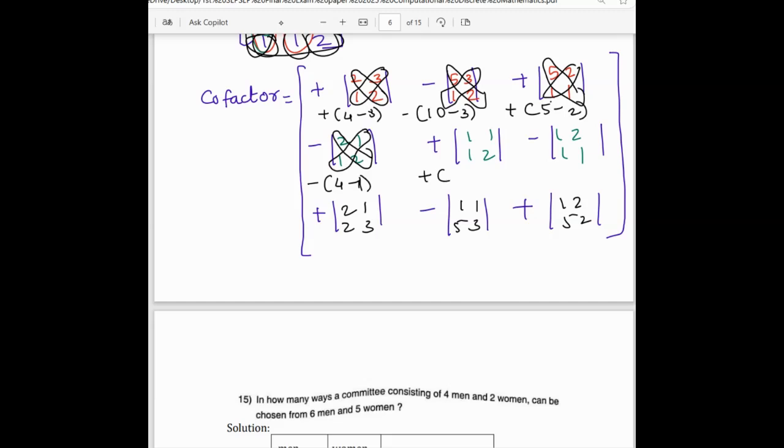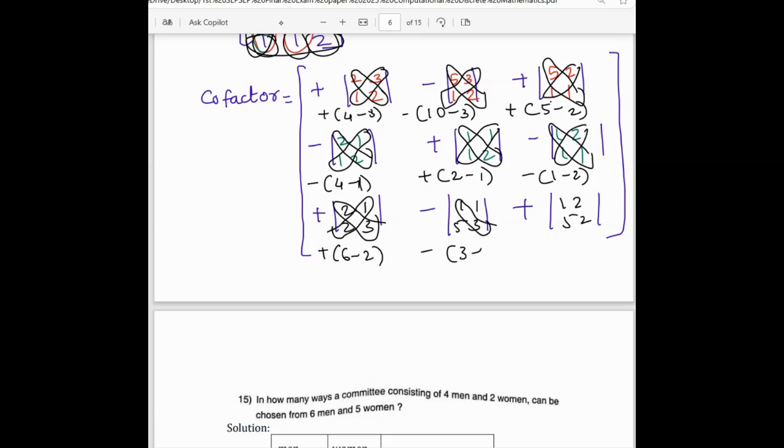Then plus 2 ones are 2 minus 1 ones are 1. Then minus 1 ones are 1 minus 2 ones are 2. Then here the last one, 1 2 threes are 6 minus 2 ones are 2. Then minus 3 ones are 3 minus 5 ones are 5. Then plus 1 twos are 2 minus 5 twos are 10. So we are just finding the values for that.